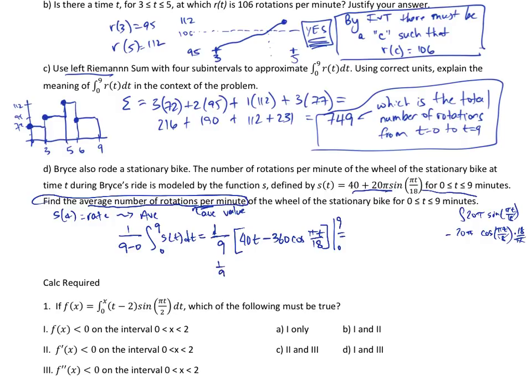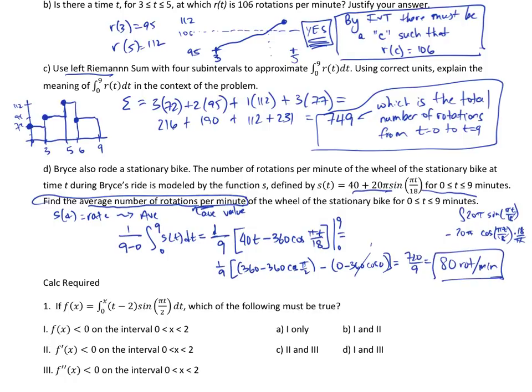All right, let's complete this. Plugging in 9, I'll get 360 minus 360 cosine pi over 2, minus, when I plug in 0, I'll get 0 minus 360 cosine 0. That goes to 1, and this ends up being 720 over 9, which is 80 rotations per minute.